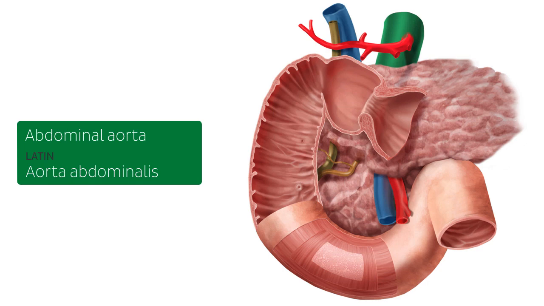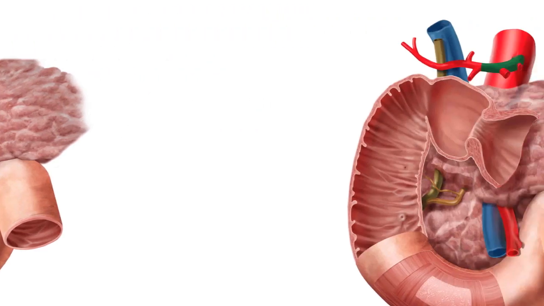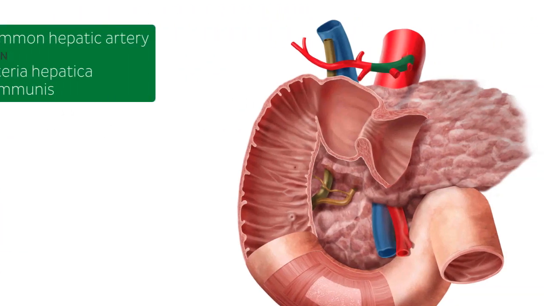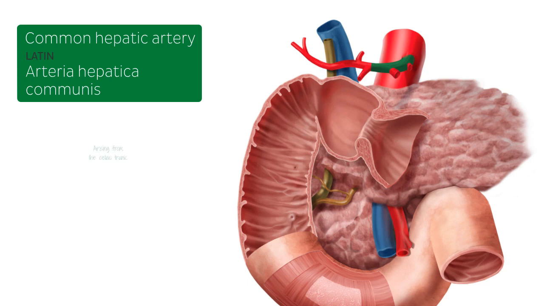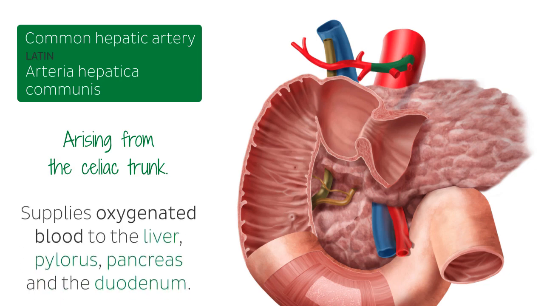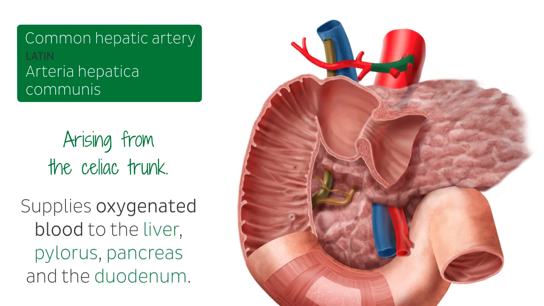And here on this image, we see a small portion of the abdominal aorta highlighted, coursing down along the posterior wall of the abdominal cavity, with the duodenum and the pancreas located anterior to it. Another vessel that we can see here, highlighted now in green, is the common hepatic artery, which arises from the celiac trunk of the abdominal aorta. This artery supplies oxygenated blood to the liver as well as to the pylorus, pancreas, and the duodenum.